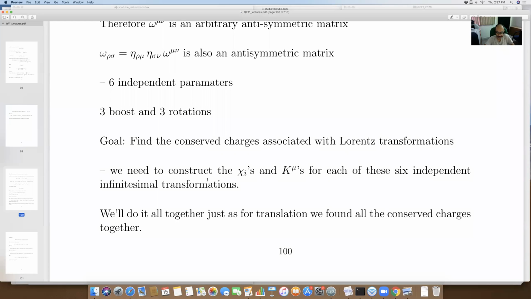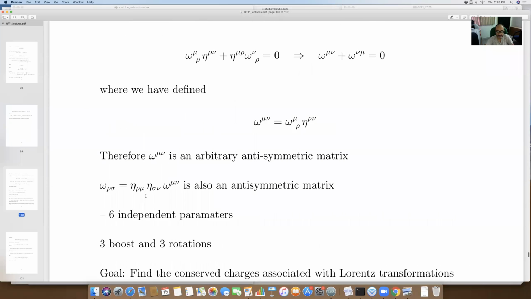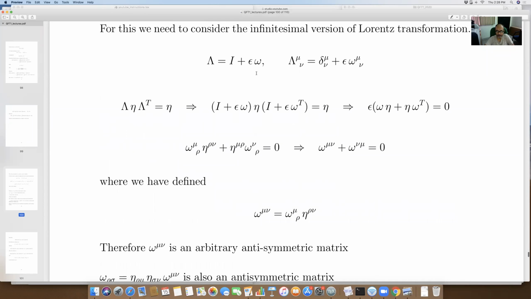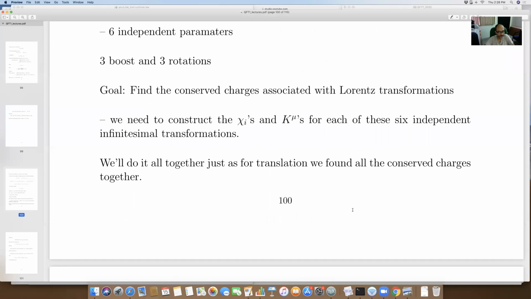And as in the case of translation, where we dealt with all 4 of them in one go, here also we'll do it all together, instead of repeating this analysis 6 times, one for every independent omega. The way we'll do it is slightly different from what we did for translation. Here we'll just keep omega as an arbitrary matrix, and work with a transformation of this kind and see what the conserved Noether charges are. And that will be conserved for every omega, because any omega that is antisymmetric, with both indices raised or both indices lowered, gives an infinitesimal Lorentz symmetry. Are there questions? Okay, so let me proceed.